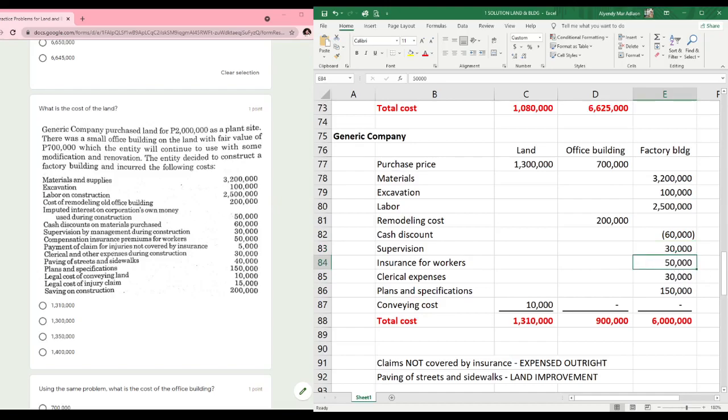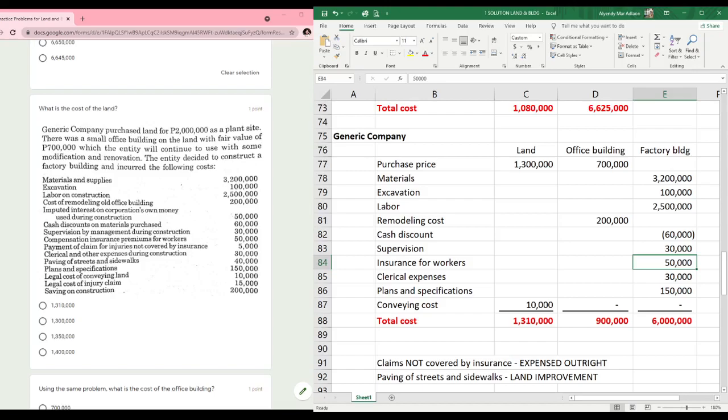But here, payment of claim for injuries not covered by insurance. So, take note, if the company paid insurance for the workers, then you account it as cost of that building. But if you did not insure them, and because of not getting an insurance, somebody was injured and the entity was obliged to pay for those injuries, then it will not anymore be accounted for as part of the building. Okay? Instead, this will be expense outright because this is not covered by insurance.